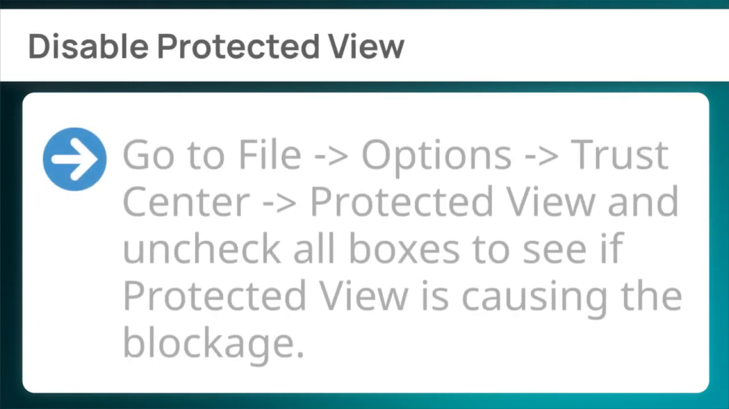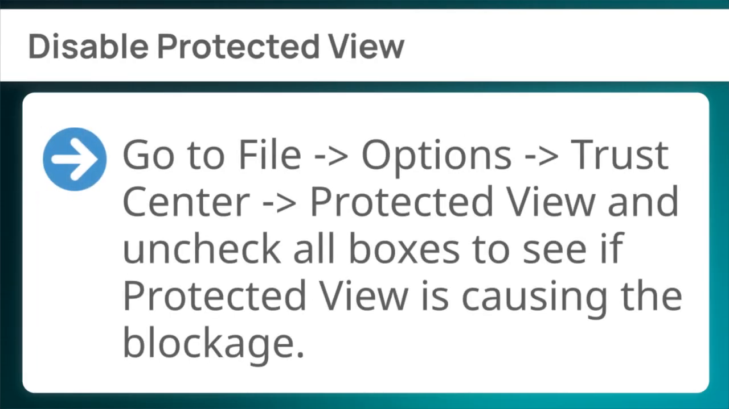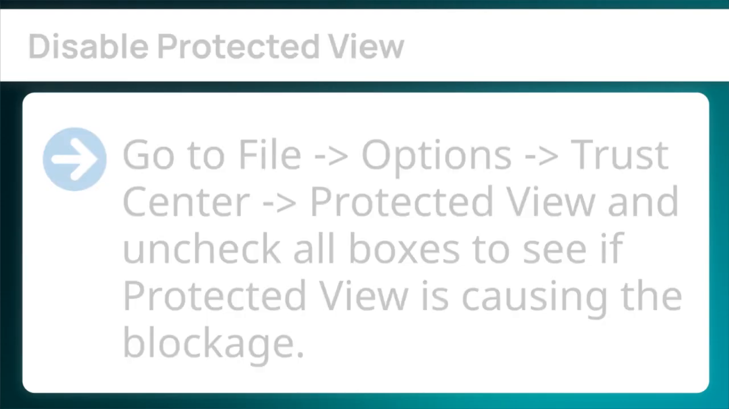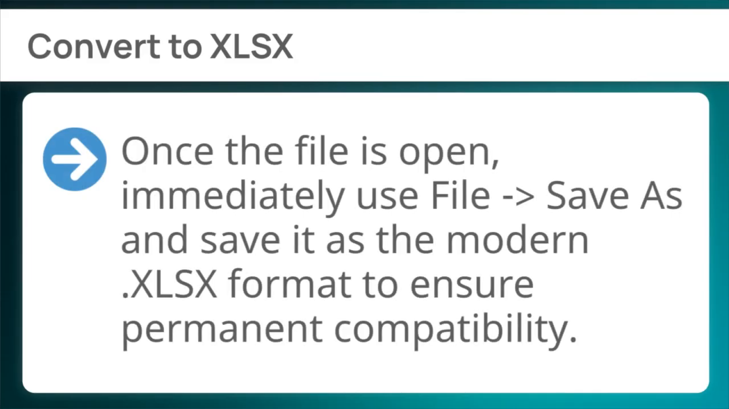Next, disable Protected View. Go to File, Options, Trust Center, Protected View, and uncheck all boxes to see if Protected View is causing the blockage. Finally, convert to XLSX. Once the file is open, immediately use File, Save As, and save it as the modern XLSX format to ensure permanent compatibility.